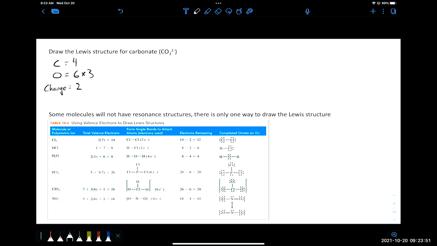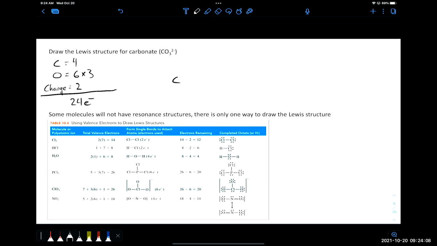Remember, 6 times 3 is 18. Plus 2 is 20. That's our total electron pool.